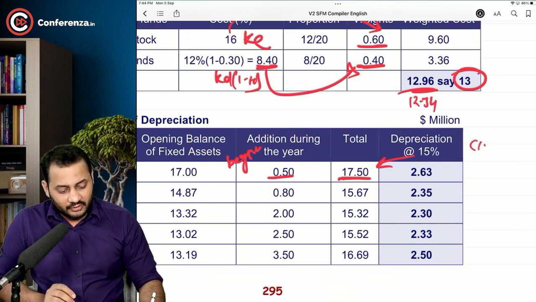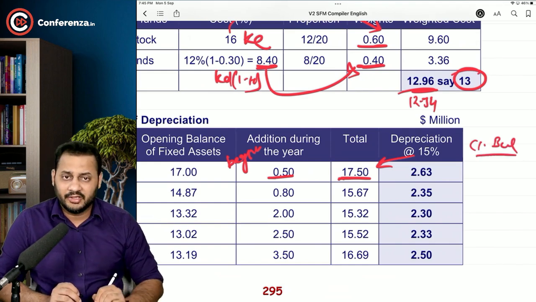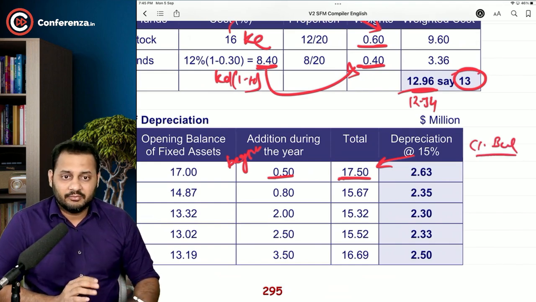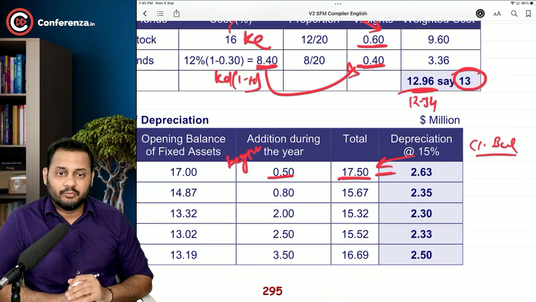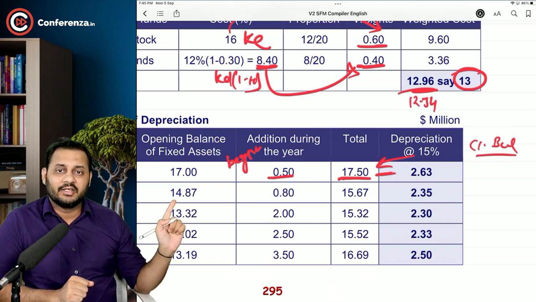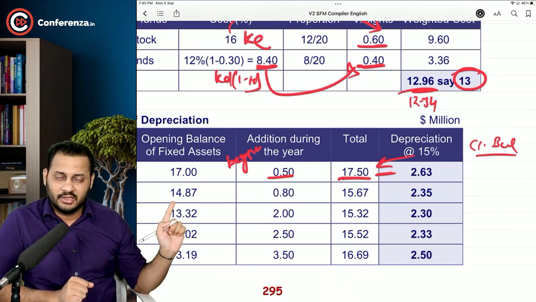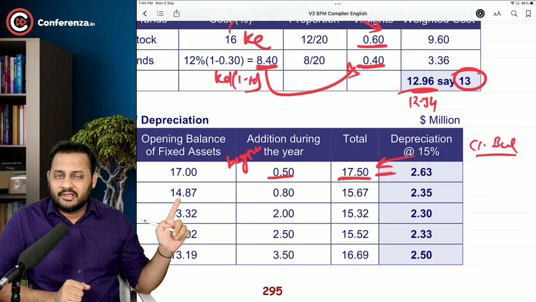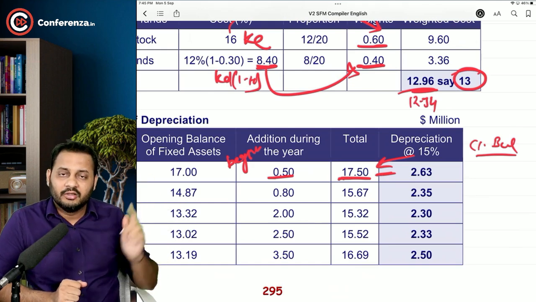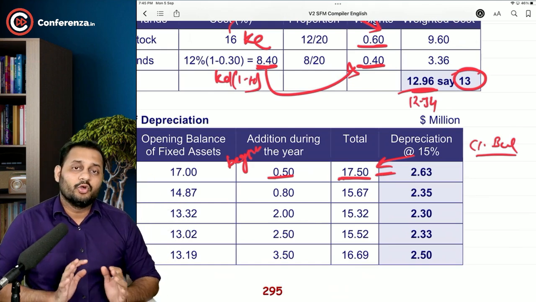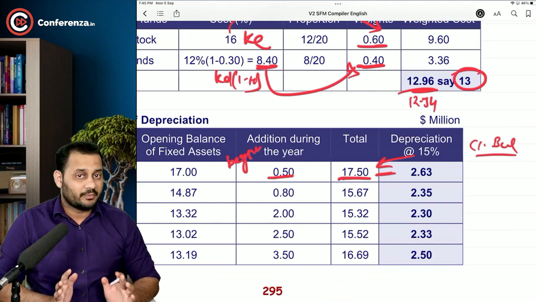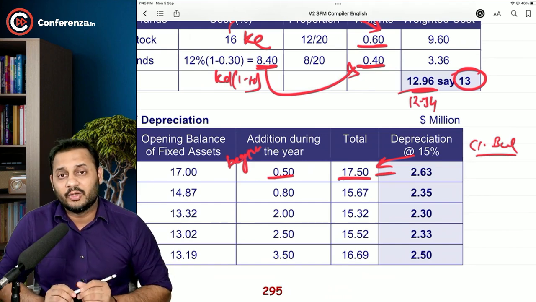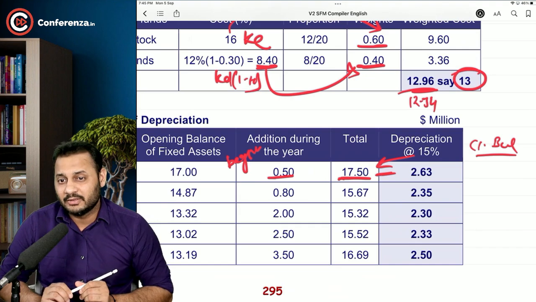Instead of adding one closing balance column here, we can save that time by directly deducting 17.50 minus 2.63 and taking the value here as an opening balance. Because anyhow that closing balance will be written again here as an opening balance. So straight away write it here. If you are smart enough, you can reduce that column. If you don't want to make mistakes and you are okay with practicing, you can calculate or you can put down that closing balance column as well.